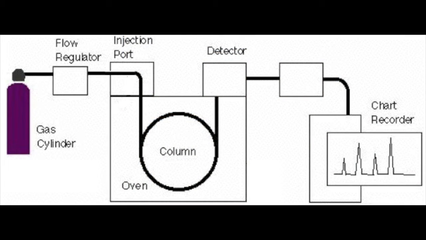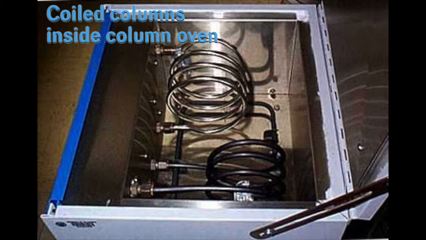A GC is composed of an injector port where the sample is inserted, two columns containing polar and nonpolar stationary phases, and a detector to measure the individual compounds. The injector port, columns, and detector are heated by a coil column in order to keep the compounds vaporized as they travel through the column.